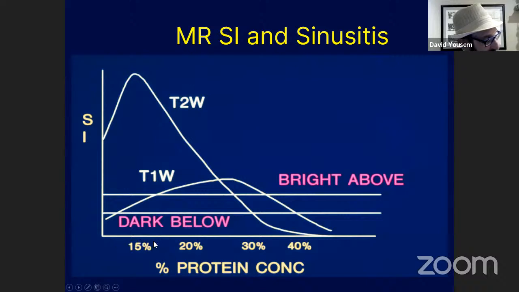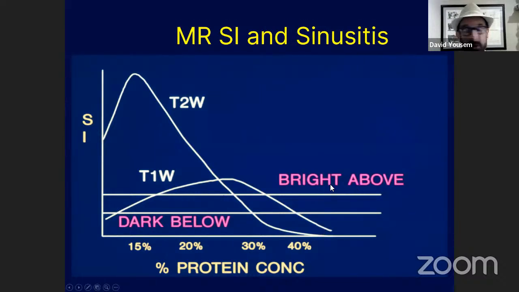However, as the protein concentration increases, you notice the first thing that happens is that the T1 becomes bright. This is the iso-intense line here, becomes bright. So you have a period where it's bright on T1 and bright on T2. But as those secretions get more and more mucinous and less watery, you come to a point where it's bright on T1, but now it's dark on T2. And when it becomes a concretion, effectively like a calcification, it's dark on T1 and T2.